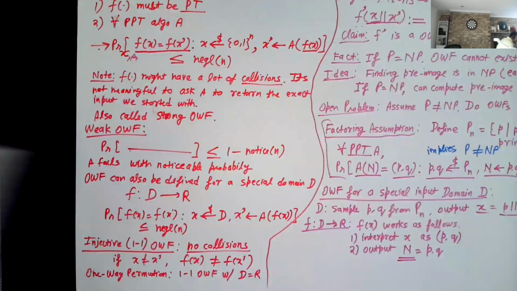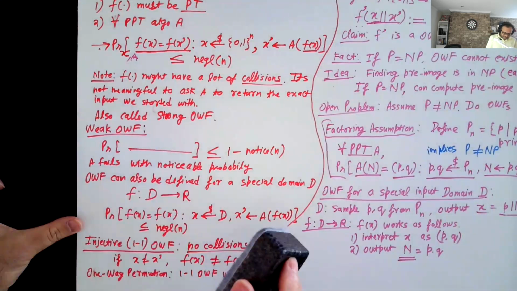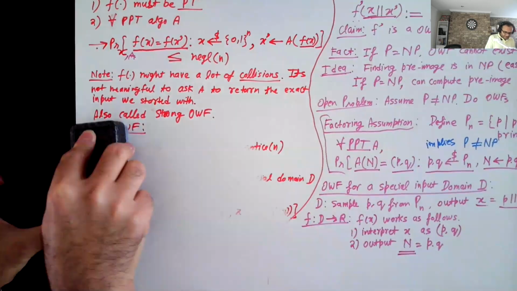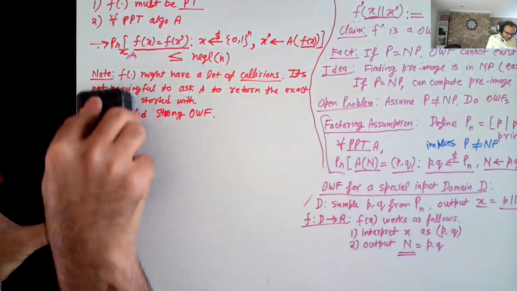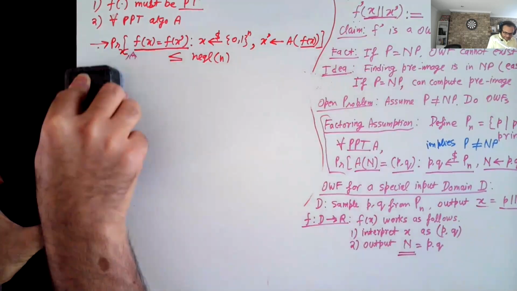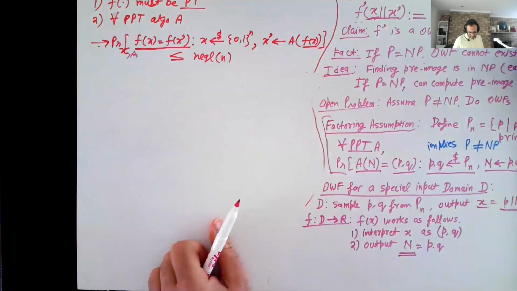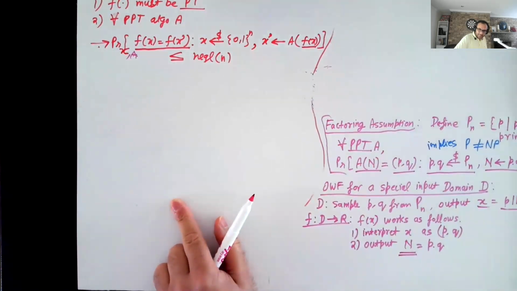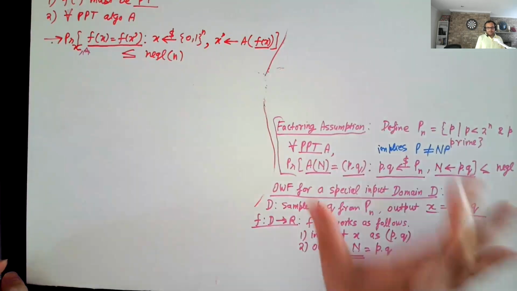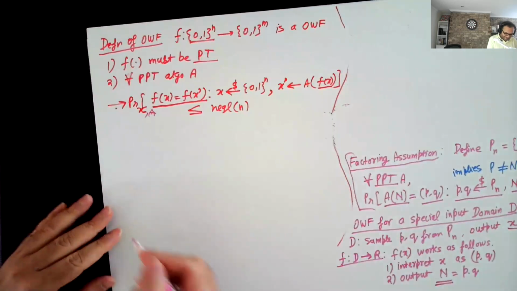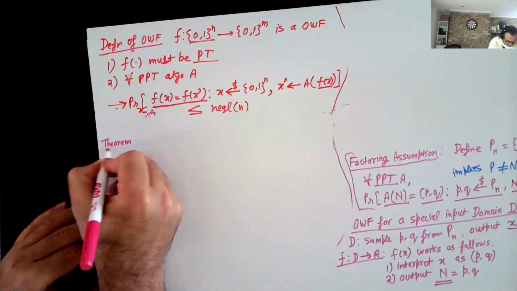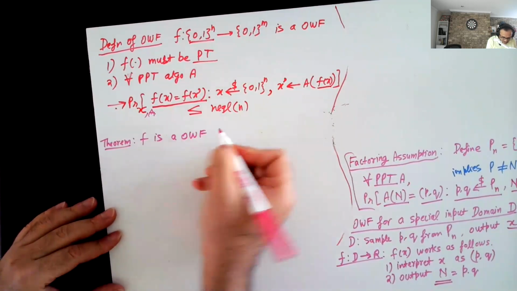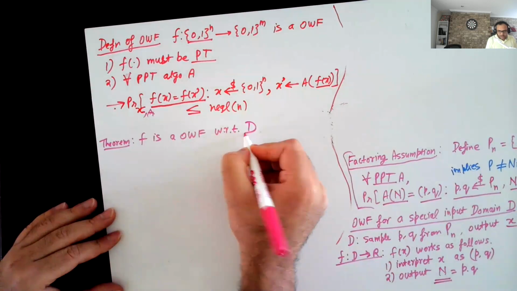Actually, let me erase the left side of the board and we will try to do the proof here. Okay, so we will try to prove that this construction is secure as per this definition. So now the theorem is that f is a one-way function with respect to this distribution or this domain D.